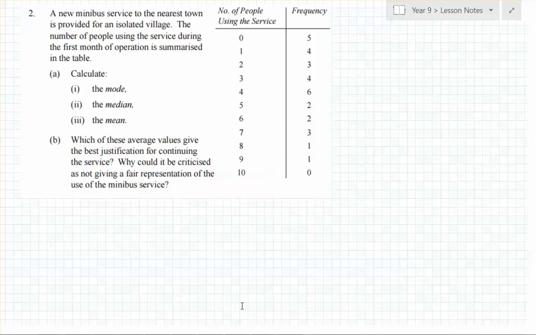Oh, using the service 0 times, 1 time, 2 times, 3 times. No. See, this is important. It's about being able to interpret the information well, because until we can interpret the information, we are going to struggle with calculating the median, mode, or whatever it is.